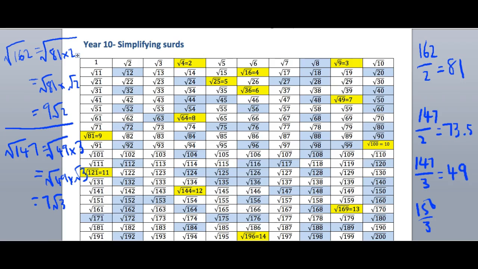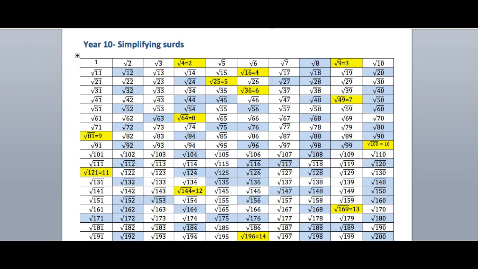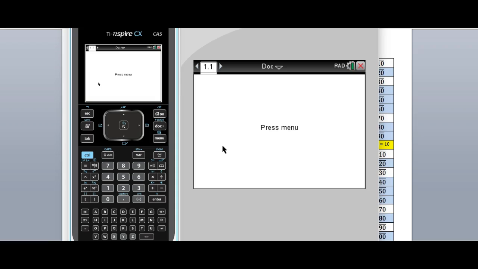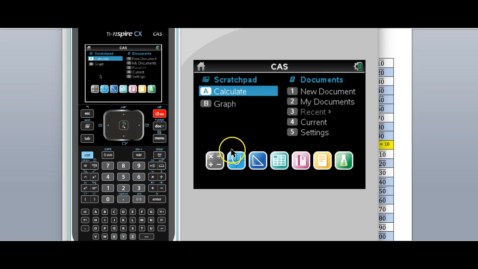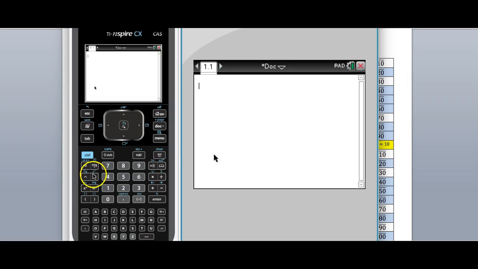All right, I'm going to end the video there, but what I would like you to do is actually go through all of these. Oh, I know what I said. Okay, I'm just going to pause it to open up my calculator. All right, so I've opened up my calculator. Let's just do the square root of 100. Press menu. Didn't even have it on. Okay, let's go to the calculator. All right, square root of 147.